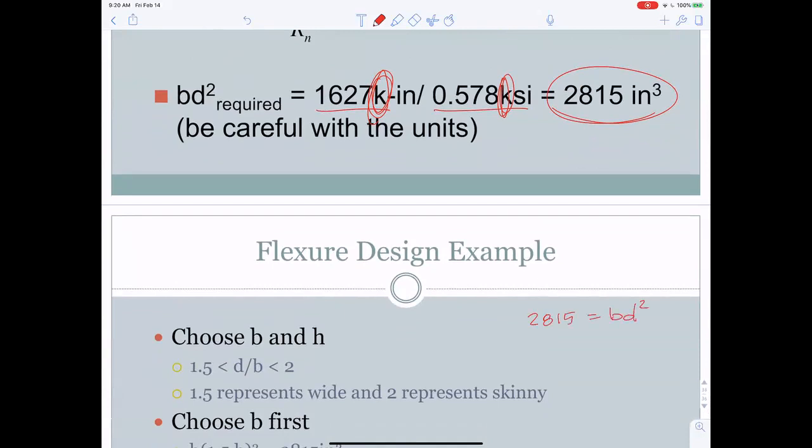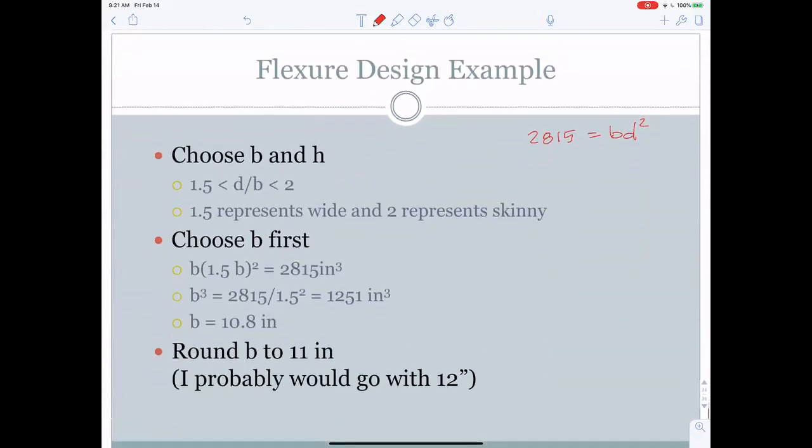Now, this is ridiculous. You could have D of 1 inch and B is 2,815 inches. That's just ridiculous. Or I don't know, you could have B as 1 inch and D would be the square root of 2,815. What we want to do is do something practical. And so we're going to control the aspect ratio.